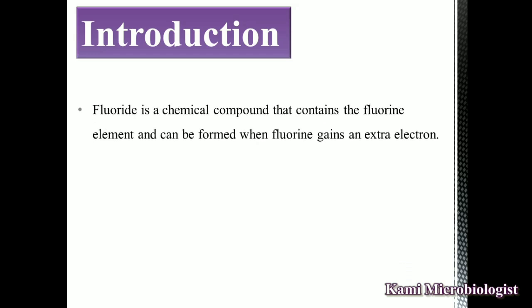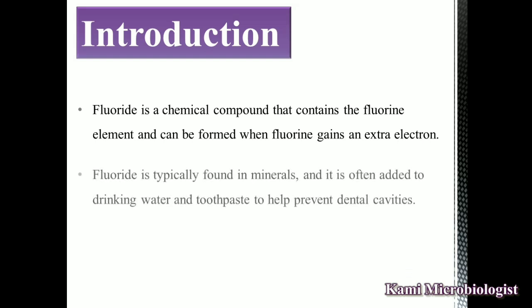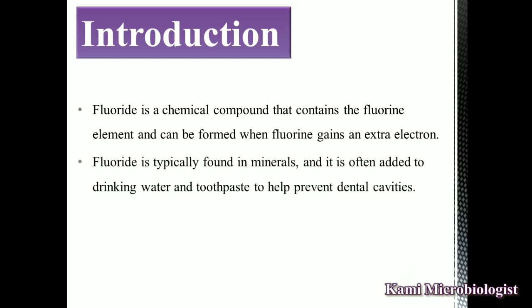First of all, let's see what actually fluoride is. Remember guys, fluoride is a chemical compound which contains an element which we call fluorine. And what is actually fluorine? Fluorine, all of you better know, is a yellowish gas, and it is present in the periodic table. Moreover, it belongs to the halogen group. Now how can fluoride be formed from fluorine? Remember, when fluorine gains an extra electron, it is converted into fluoride.